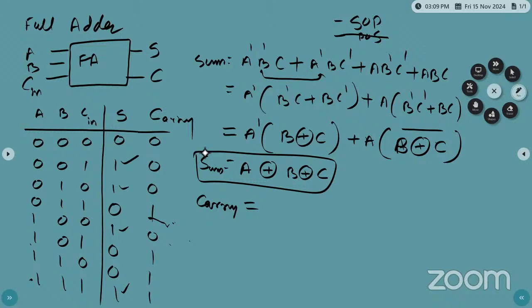Okay. For which input combinations is the carry out present? Here, A dash BC plus A B dash C plus A B C dash plus A B C, not dash. Here also you can simplify or you can keep it as it is.